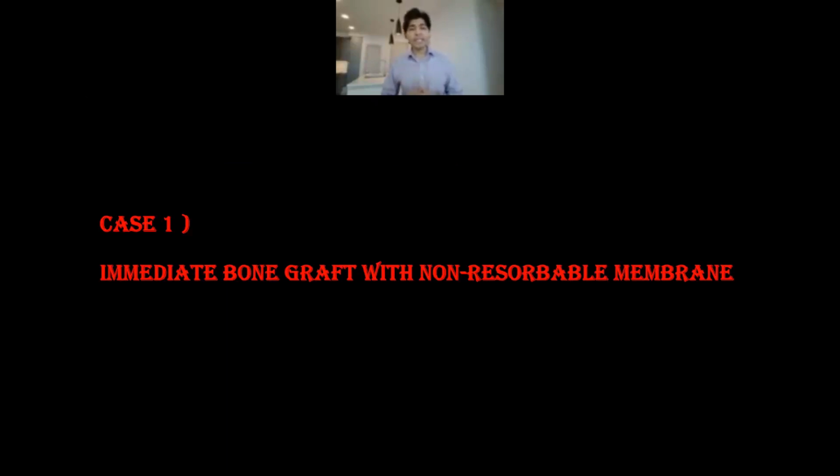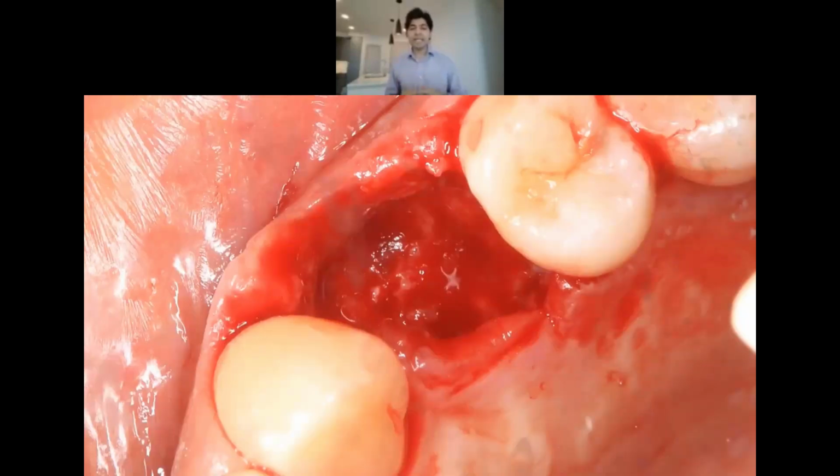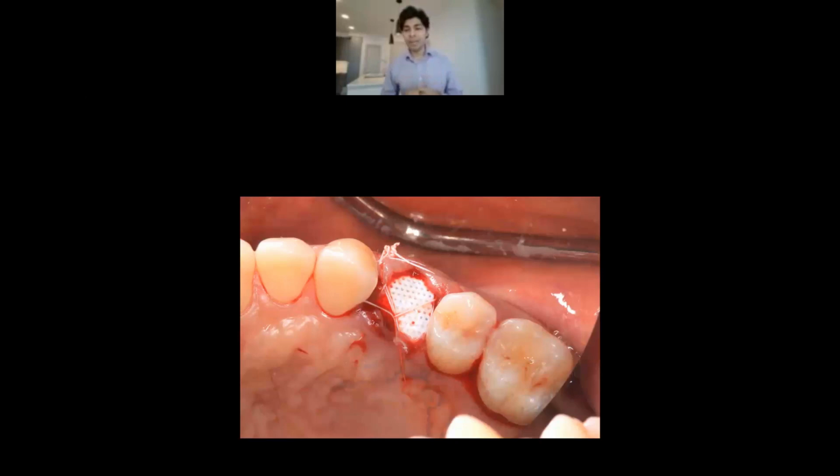Let's see the clinical cases that I have treated. The first case that I will be discussing is immediate bone graft with non-resorbable membrane. This is the tooth number 12 area. From the picture, you can see that the tooth has a missing buccal plate. So I ended up extracting that tooth, cleaned the socket properly, and then grafted the socket with particulate bone graft. Where I will not be able to get primary closure, I use non-resorbable membrane. Non-resorbable membrane, you can leave exposed in the oral cavity.